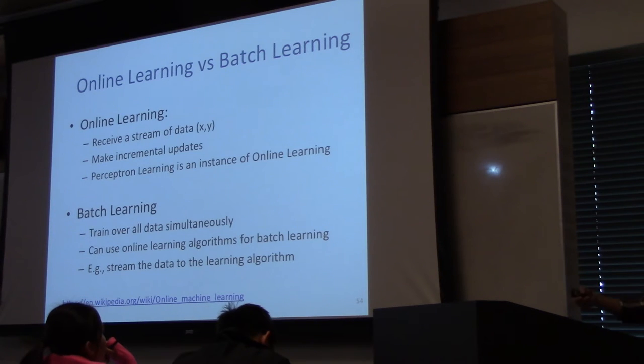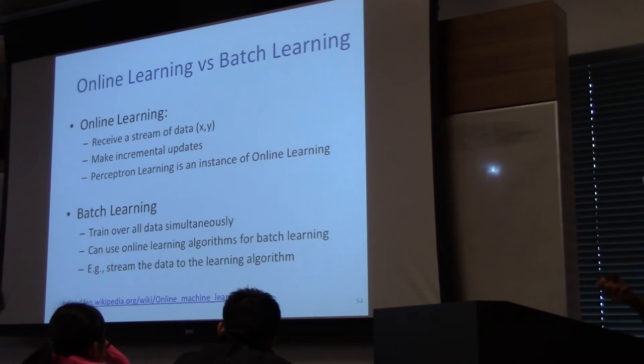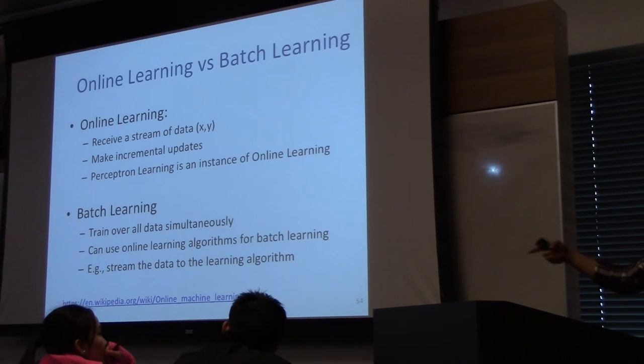Or at least you're allowed to do that. The learning algorithm is given access to all the data simultaneously. Now, of course, you can use online learning algorithms for batch learning, right? There's a straightforward reduction. I have a batch learning problem, I can convert it to an online learning problem by not allowing the learning algorithm to see all the data simultaneously. I just have a subroutine that streams data from my batch learning problem to the online learning algorithm.